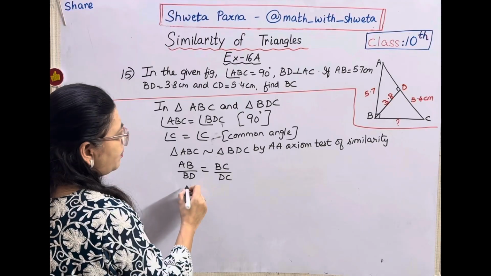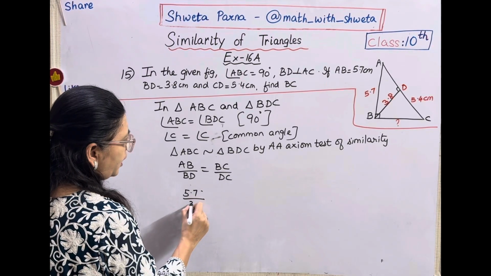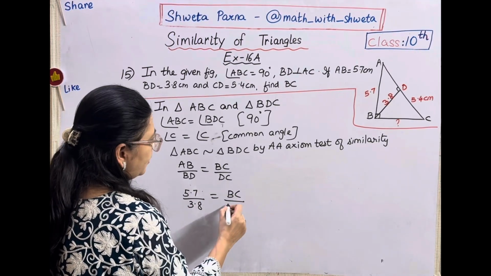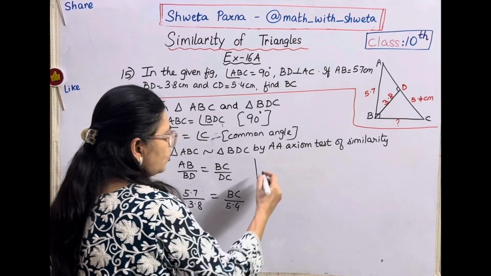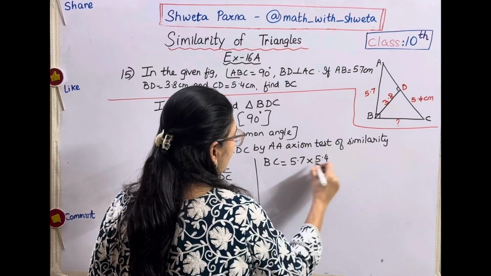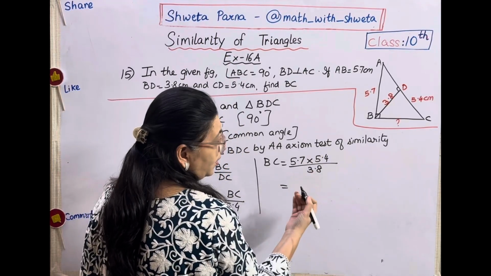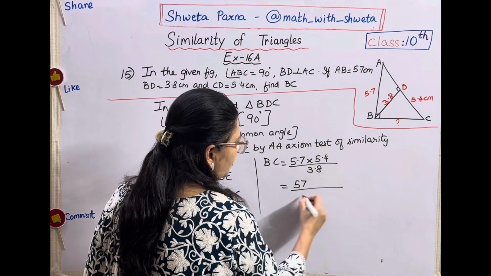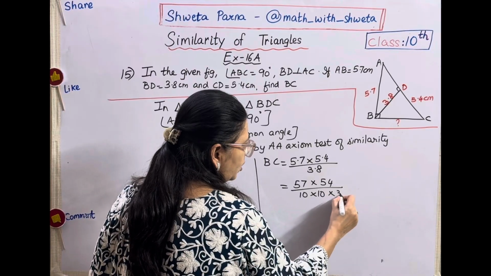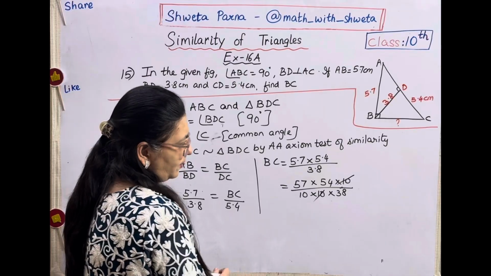Okay. Now what is AB? 5.7 centimeter upon BD is 3.8 is equal to BC, I need to find, upon CD is 5.4. So BC is equal to 5.7 into 5.4 divided by 3.8. Okay. Now remove the decimal. How? 57 upon 10 into 54 upon 10 into 38 upon 10. This 10 gets cancelled. Okay.